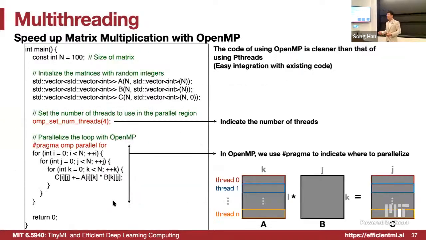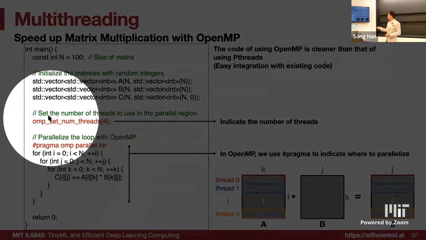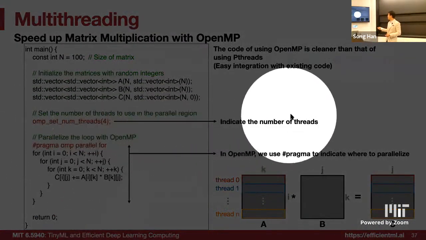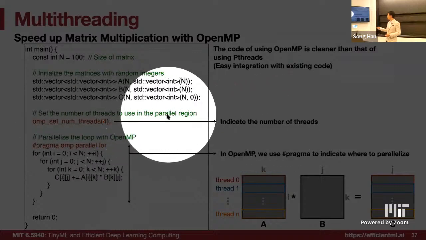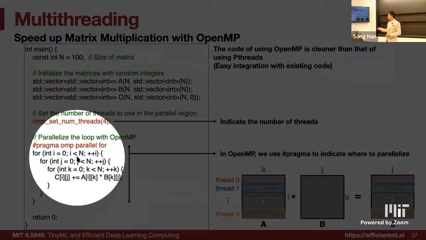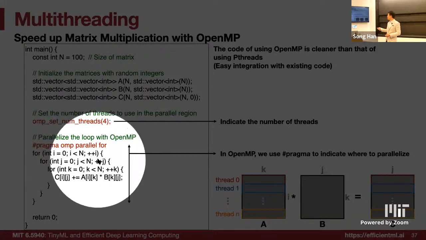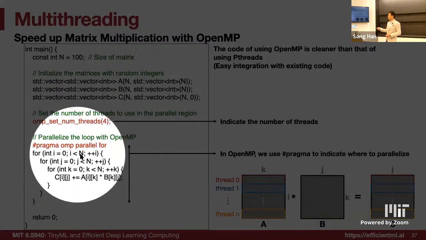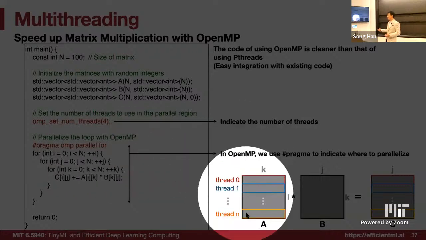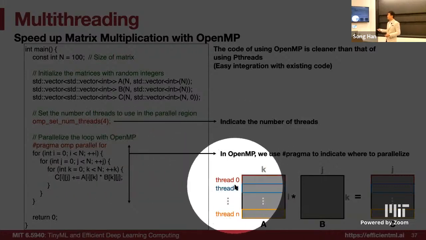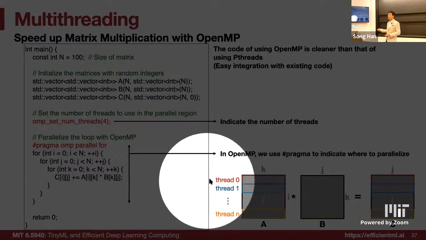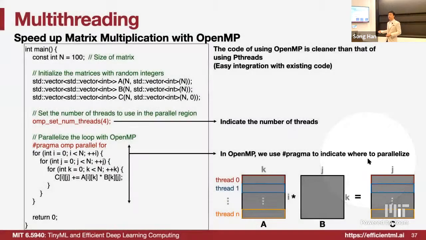So the parallelization of a matrix multiplication in OpenMP is very simple. You first specify how many threads you want to use, set the number of threads used in the parallel region, and specify the parallelized region. This is a pragma omp parallel for, indicating we are parallelizing this for loop, which is the i dimension. The i dimension is right here, so it's chunking, tiling the A matrix in the row dimension. So this is a very simple implementation compared with pthread. The code using OpenMP is actually much cleaner than that using pthreads.